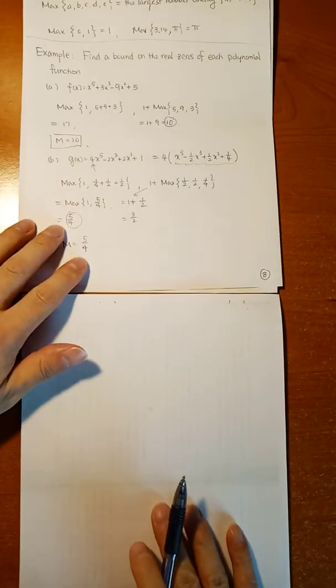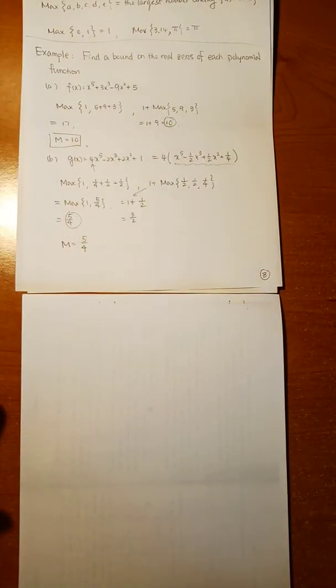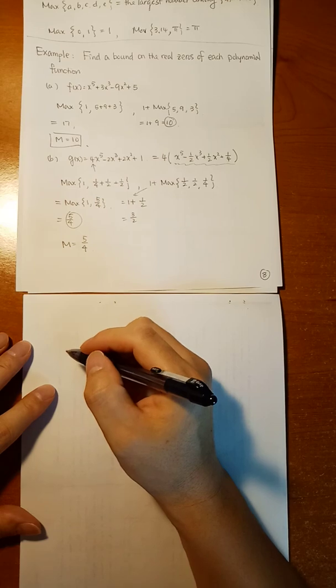Okay, so that's bounds on the zeros. The last one: the Intermediate Value Theorem.